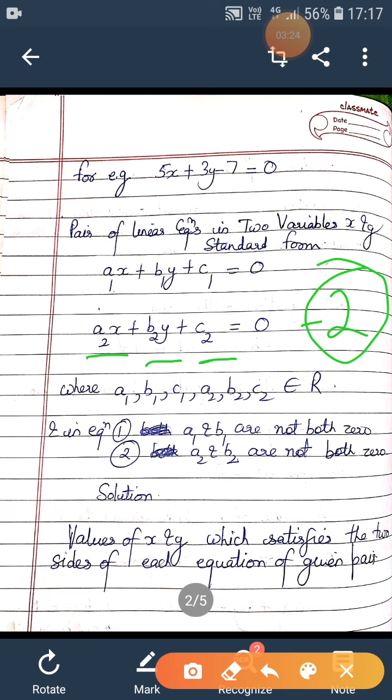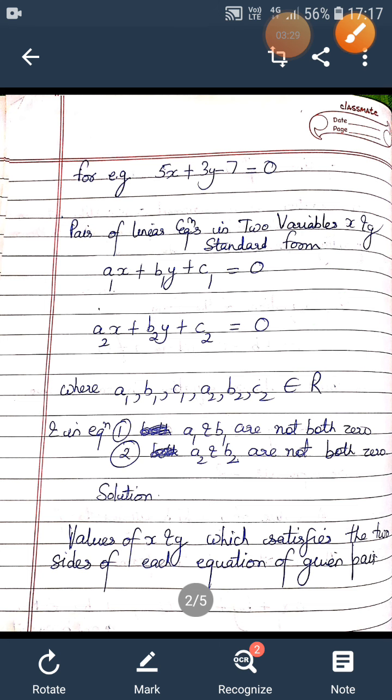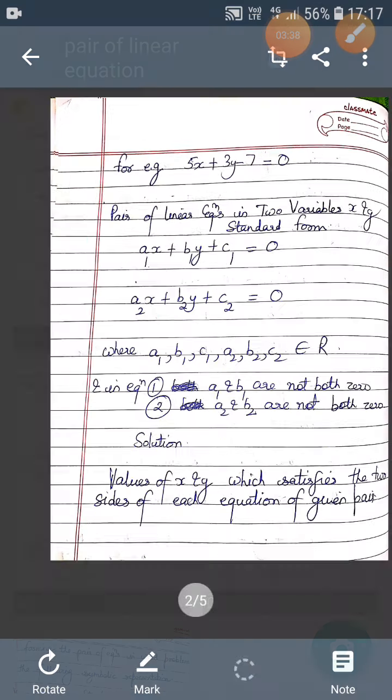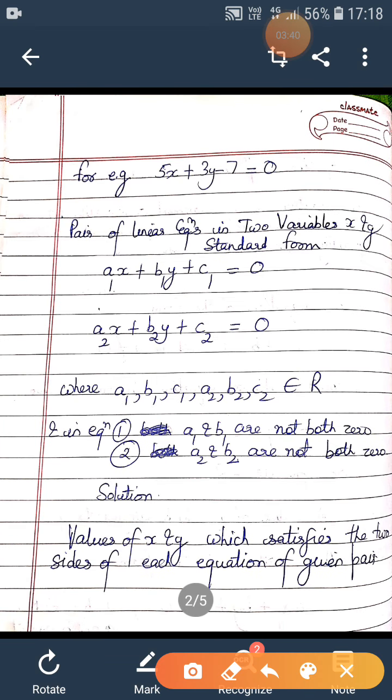Now what are the conditions? All the coefficients are real numbers, and as we have already mentioned the condition for linear equation in two variables, that both the coefficients should not be equal to 0. That means here we have a1, b1 together they should not be 0. a1 can be 0 or b1 can be 0, but together a1 and b1 should not be equal to 0. Similarly here also a2 can be 0 or b2 can be 0, but together a2 and b2 should not be 0.